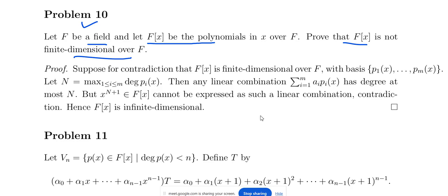Then any linear combination, that is the sum of ai pi of x, where i varies from 1 to m, has degree at most N. The maximum would be N only. So x power N plus 1, which belongs to F of x, cannot be expressed as such a linear combination. So this is a contradiction. Therefore F of x is infinite dimensional, not finite dimensional. This is a contradiction to our assumption.